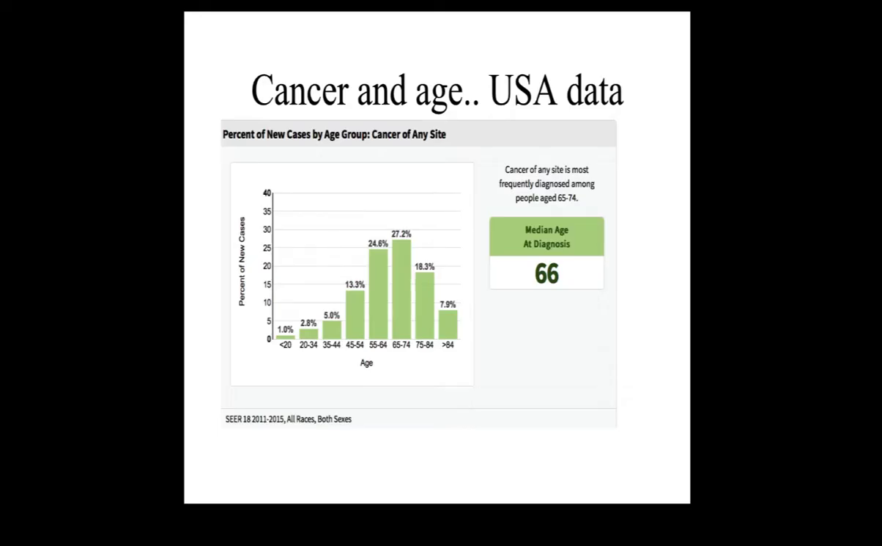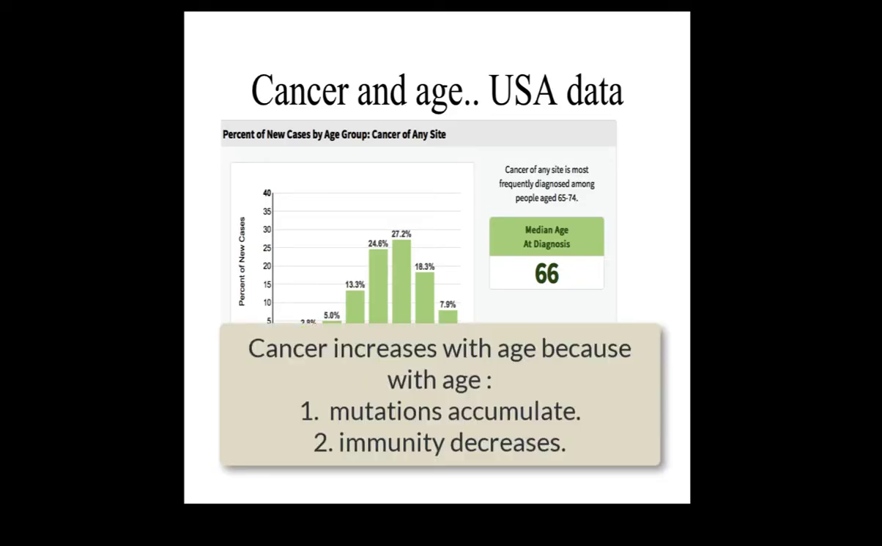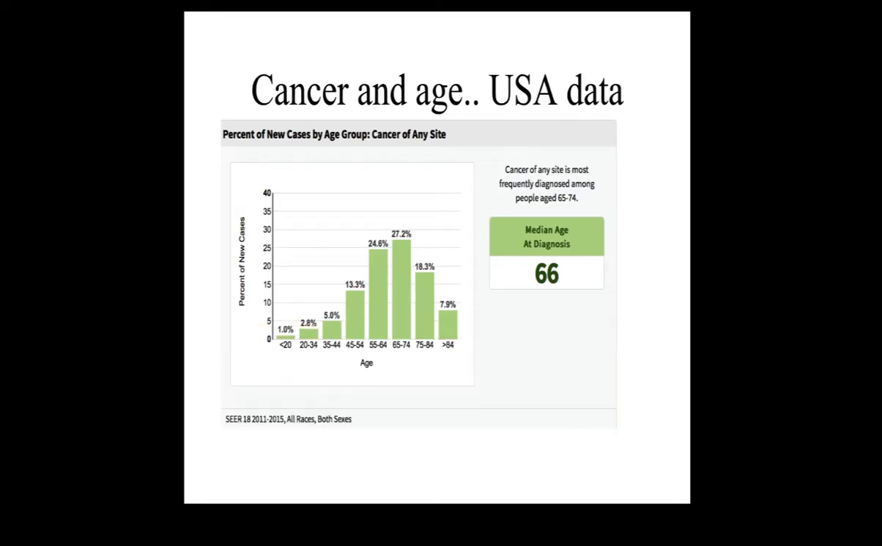In the United States, the median age at diagnosis is 66 years of age. Why? Because the older a person gets, the more the environmental factors that cause mutations increase. So there is more and more accumulation of mutations which will cause cancer. The second reason is that with aging, immunity decreases, and when immunity decreases this can enhance the cancer. So cancer increases with age.